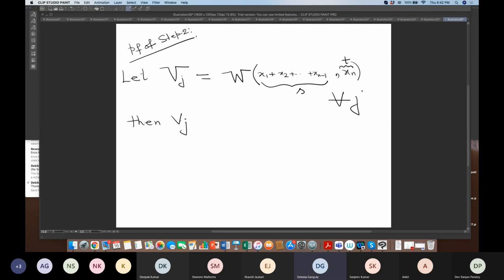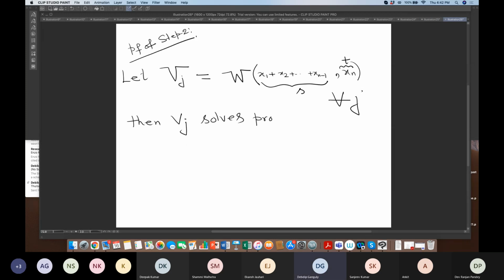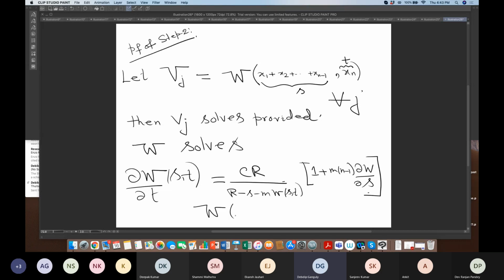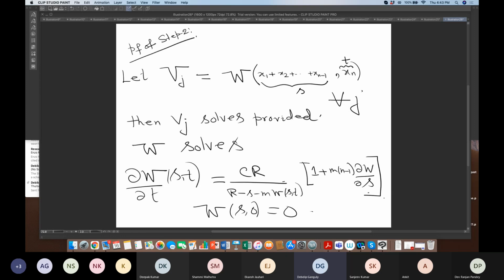Then this is a very easy check. Check Vj solves this equation, provided W solves del W by del T at the point (S,T) minus CR by R minus S minus M W of (S,T) times 1 plus M into N minus 1 del W by del S. I say let Vj define this, and then Vj solves this equation provided W solves this. This is very simple.